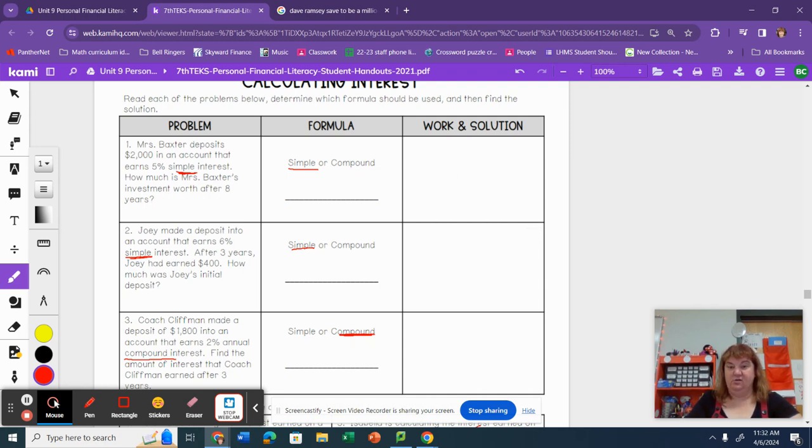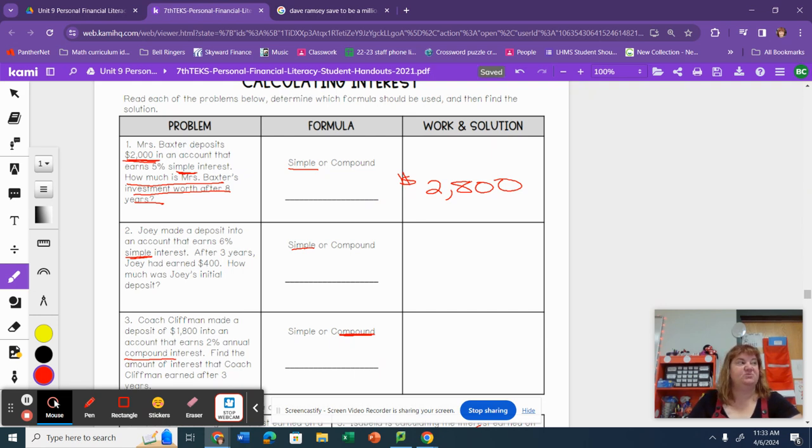So go ahead and work this one on your own. And the answer you should have gotten, remember, it's asking how much is it worth after. So you have to take that interest and add it to the principal. So you should get 2,800 is how much that account is worth. So they earned $800 in interest.